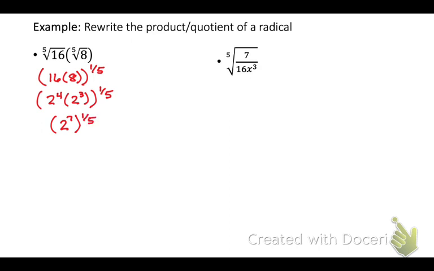So 2 to the 7/5. So you do the division. So it's 7 over 5, right? Okay, so 5 goes into 7 how many times? 1 time, with 2 remainder. So 2 to the first, and then 2 to the 2/5.